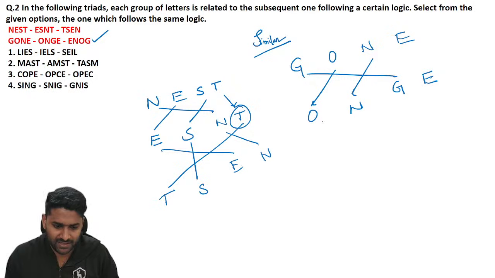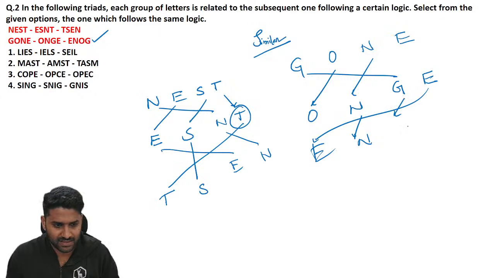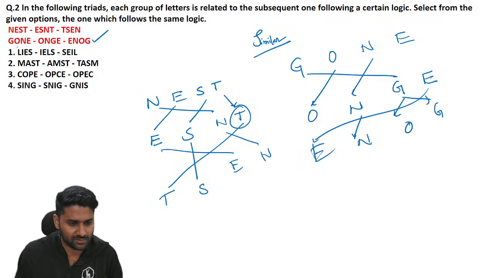In the same pattern, here the first letter must be E, then N, then O, then G. In the same way, which of the options follows the same logic? See, LIES. So here S, S, yes, we get the same. Again, L can be in the last position. Let's check with the remaining one. See, L, I, E, S.